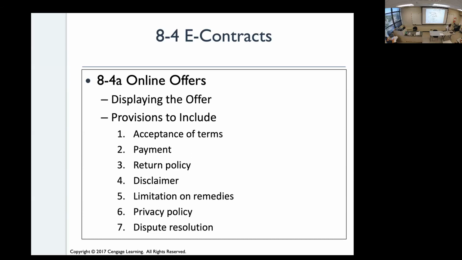Anyway, any disclaimers, limitation on remedies. If there's ever a dispute between us after we enter into the contract, there's a limitation of what you can recover, right?